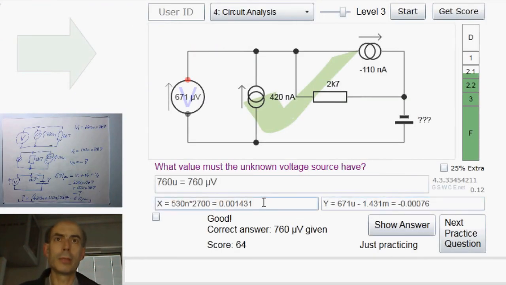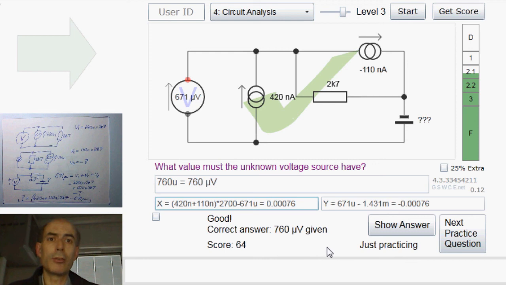We could try it, just type it in here. 420 nano plus 110 nano times 2K7 minus 671 microvolts, and that gives us 760 microvolts, which is the same answer we got before, although it took rather longer. It's just an alternative way.